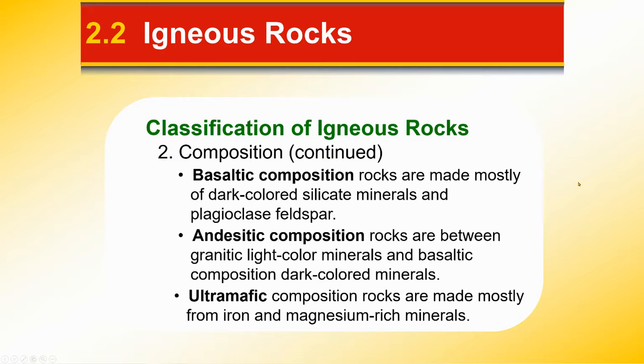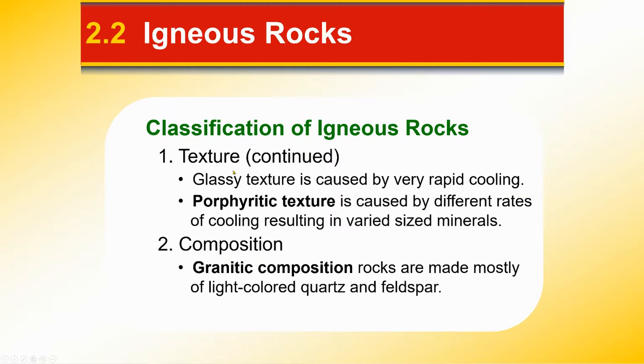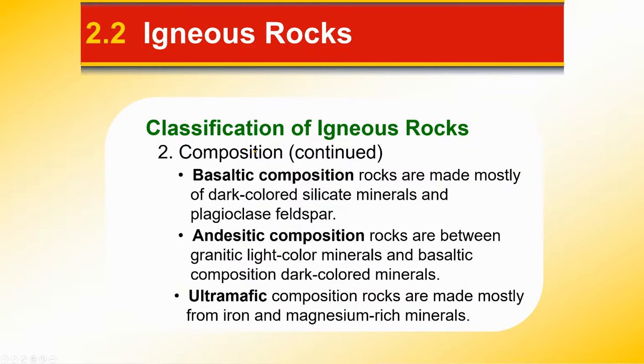Okay. Classification of igneous rocks continued. I'm going to flip back and forth between these. Texture, composition. Basaltic composition. Rocks are made mostly of dark colored materials like plagioclase, feldspar, and silicate. Andesitic composition rocks are between granitic light color minerals and basaltic composition dark color.